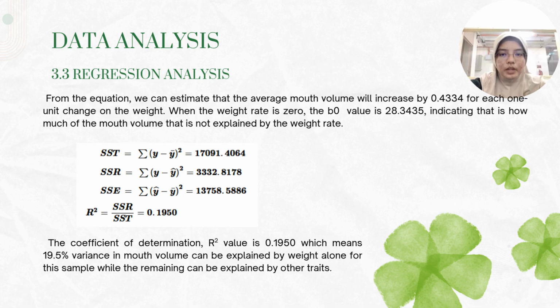0.1950. So this value explains that 19.5% variance in mouth volume can be explained by weight alone for this sample, while the remaining can be explained by other traits.